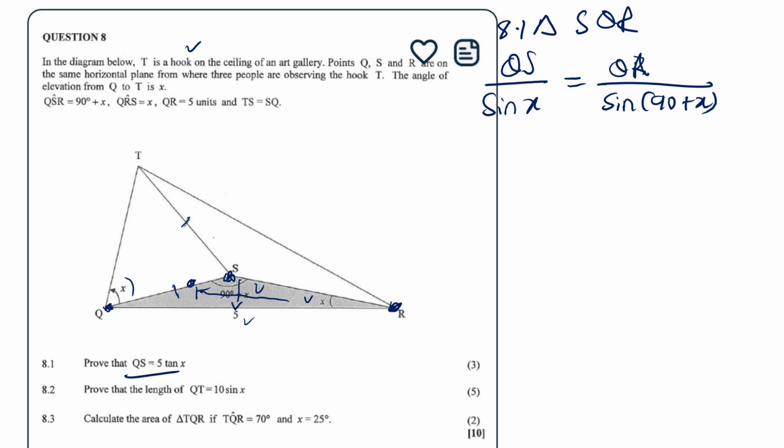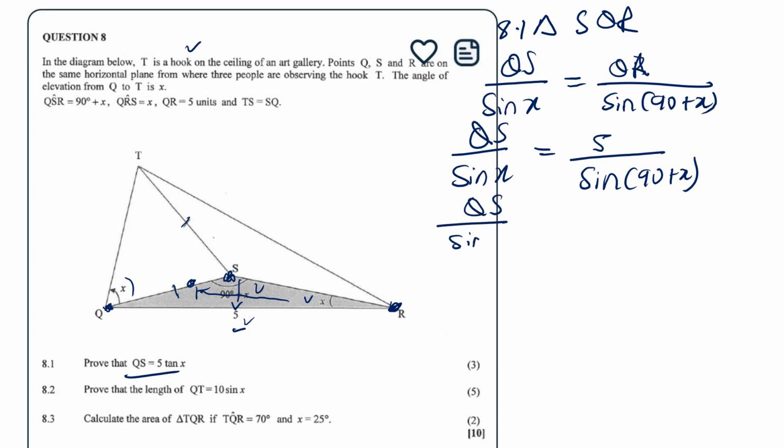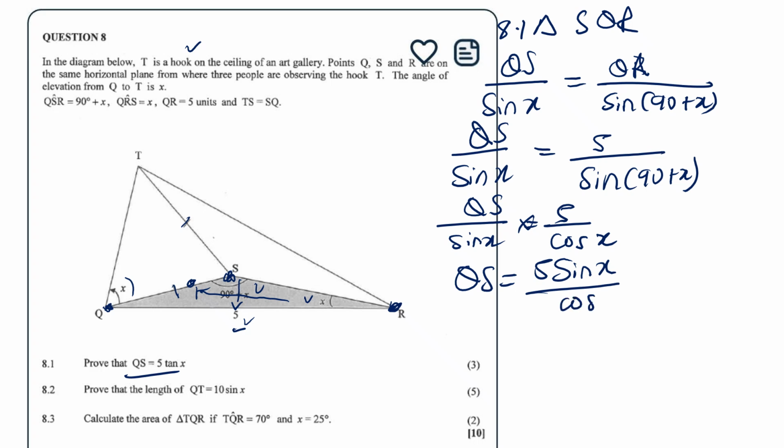So that's the sine rule. QS over sine X is equal to QR, which is 5, over sine 90 plus X. Very good. Now sine 90 plus X is equivalent to cos X. Therefore QS over sine X is equal to 5 over cos X. If you simplify, you cross multiply, QS is equal to 5 sine X over cos X. In other words, QS is equal to 5 tan X, because sine over cos is tan X.